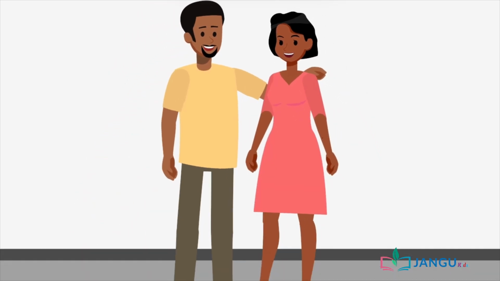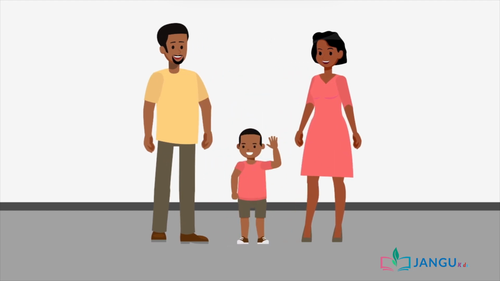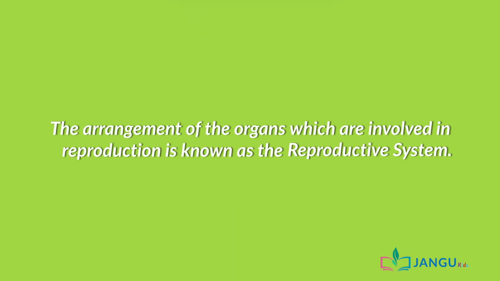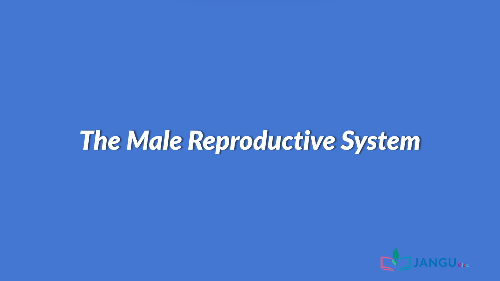Reproduction is a process by which living organisms produce their young ones. Sexual reproduction takes place between males and females. The arrangement of the organs which are involved in reproduction is known as the reproductive system. Male and female human beings have special parts that are responsible for reproduction. These parts are known as sex organs.